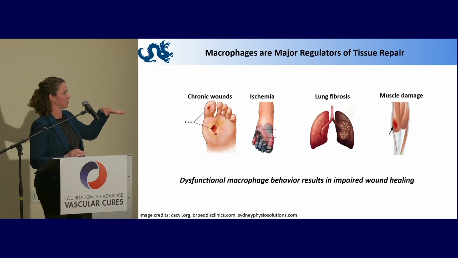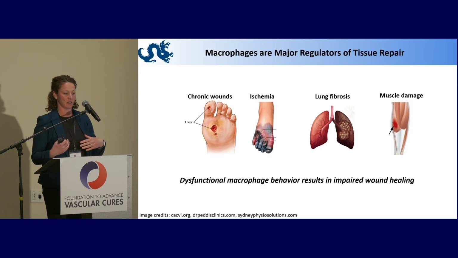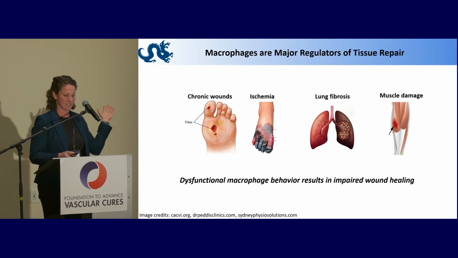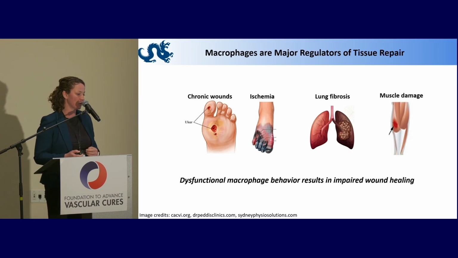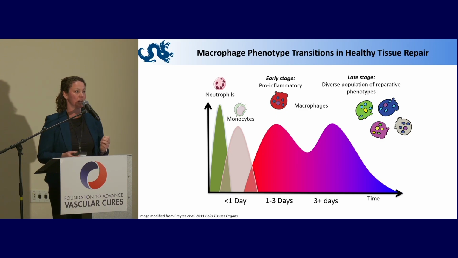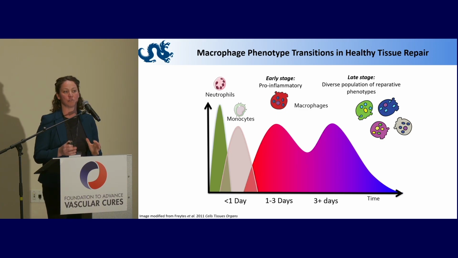So this is just some schematics of the tissues that I focus on in my lab, but macrophages are actually critical for wound healing in literally every tissue in your body. And when macrophages become dysfunctional, that's when you see impaired wound healing, as Kathy just described. So just to recap the main points of what she has been a huge leader in showing is that macrophage phenotype is critical for healthy tissue repair.